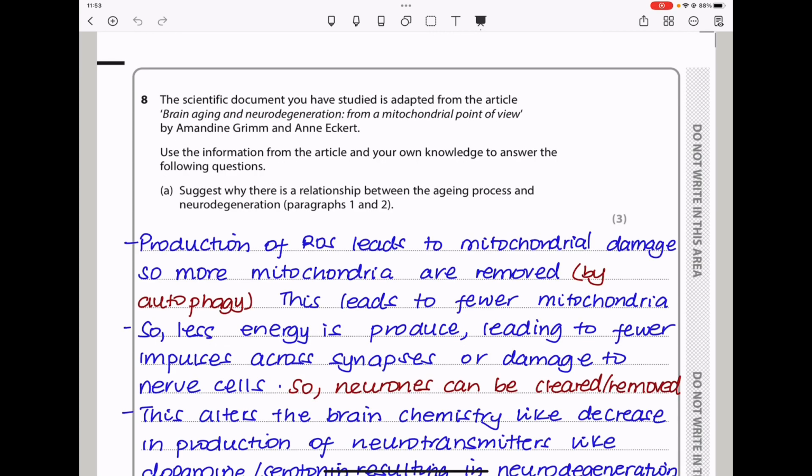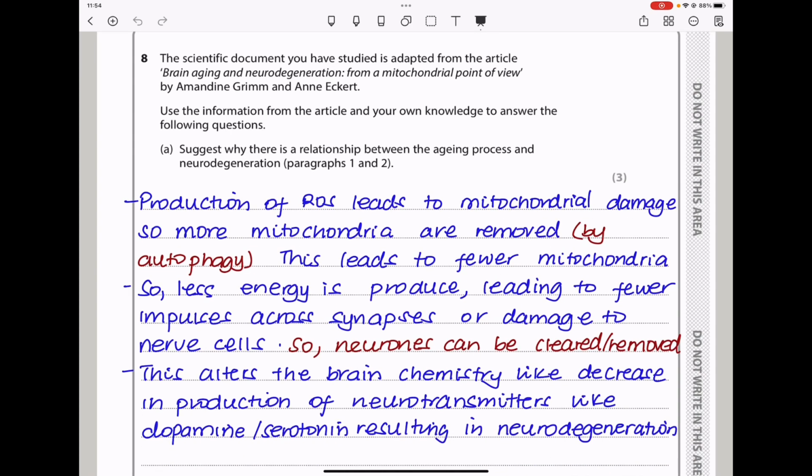Now, question 8 says, the scientific document you have studied is adapted from the article Brain Aging and Neurodegeneration from a Mitochondrial Point of View by Amandine Grimm and Annette Eckert. Use the information from the article and your own knowledge to answer the following questions. Question A says, suggest why there is a relationship between the aging process and neurodegeneration. This is from paragraph 1 and 2.